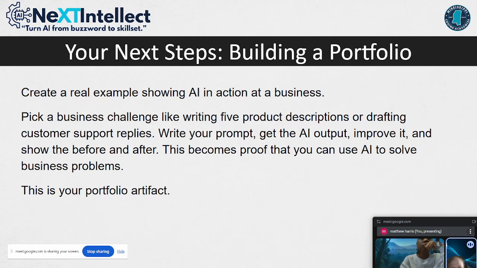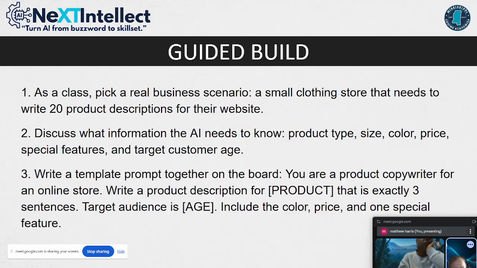So you'll be building a portfolio, creating a real-world example showing AI in action at a business. Pick a business challenge like writing 5 product descriptions or drafting customer support replies. Write your prompt, get the AI output, improve it, and show the before and after. This becomes proof that you can use AI to solve business problems. That's your portfolio artifact.